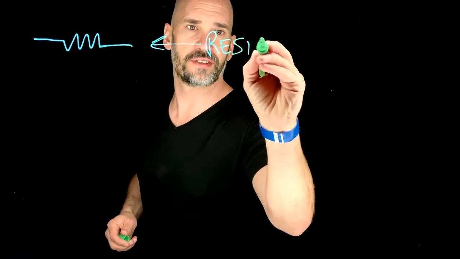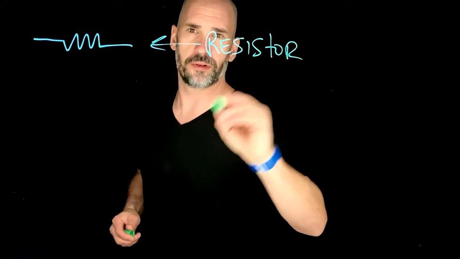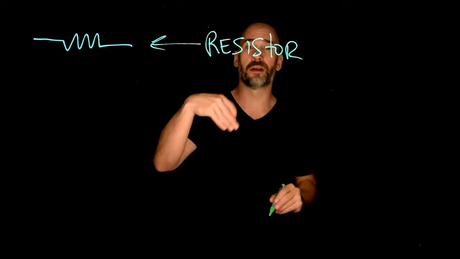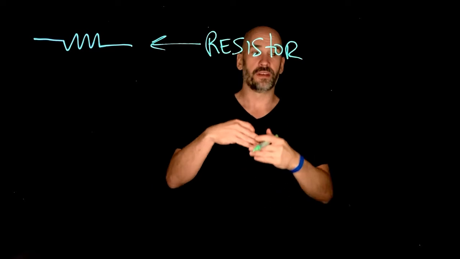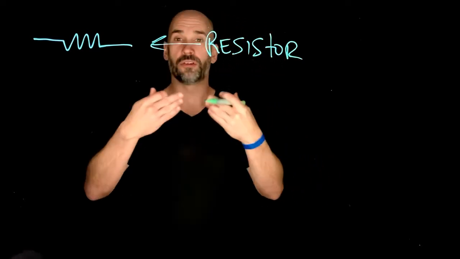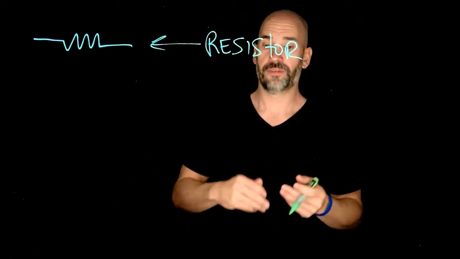So if you see this in a circuit schematic, you know that you're dealing with a resistor. And it's going to have a certain amount of resistance, and that'll be something you use when you're solving an Ohm's law problem, for example.